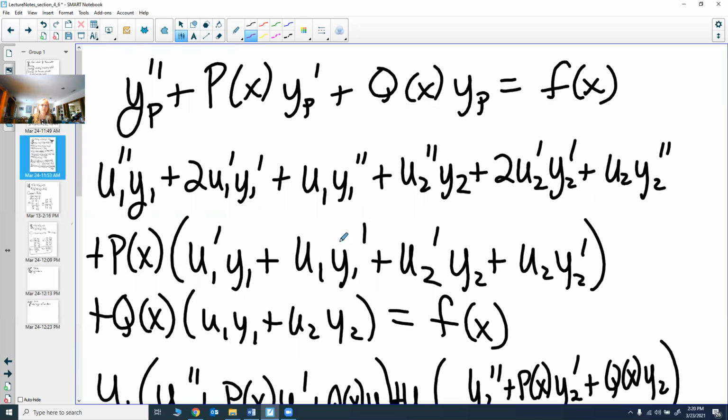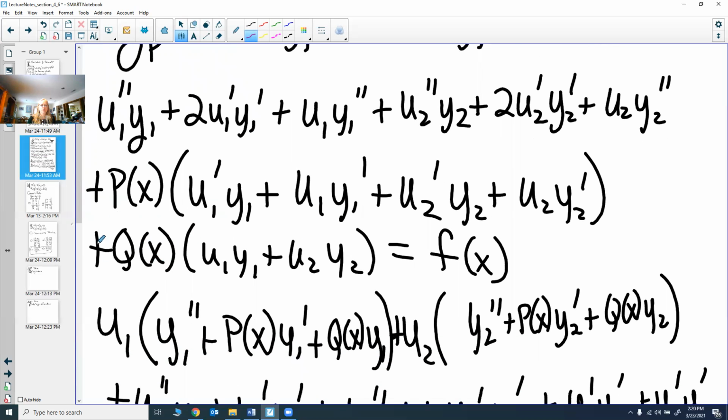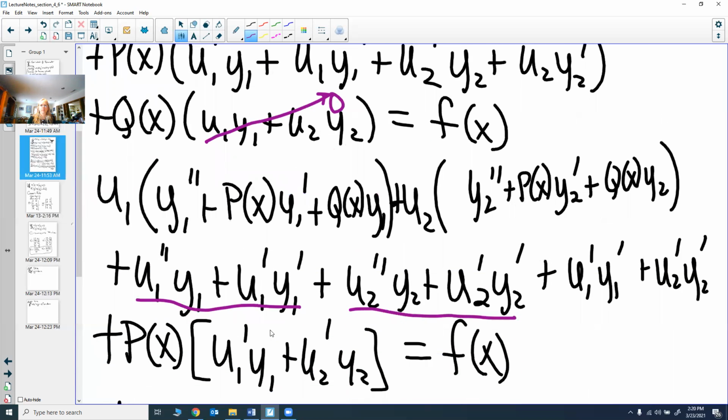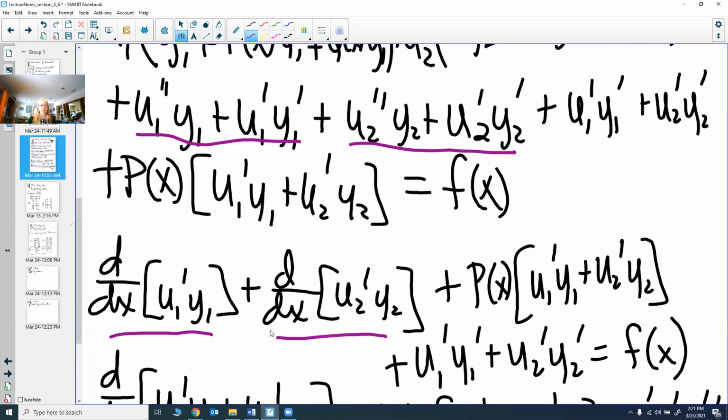I do want to go back and just mention one other thing. You notice the q of x's are gone. That is because u1 times y1 plus u2 times y2 actually will go to 0. So this is why the q of x's all went away. All of those terms went to 0, and that's why they went away.